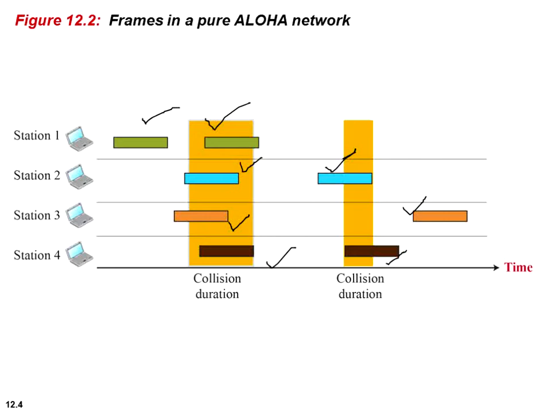So it is obvious that we need to resend the frames that have been destroyed during transmission. The pure ALOHA protocol relies on the acknowledgement from the receiver. When a station sends a frame, it expects the receiver to send an acknowledgement.